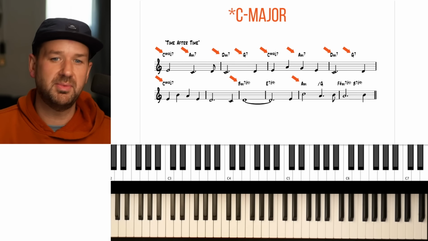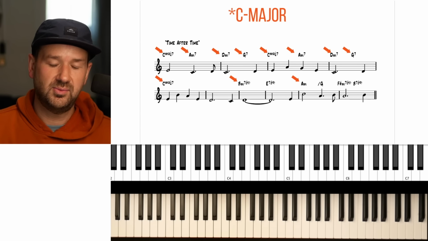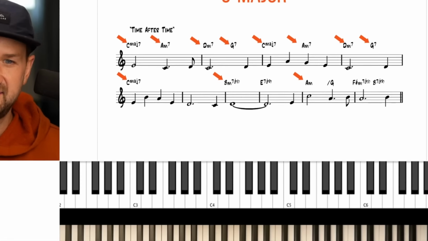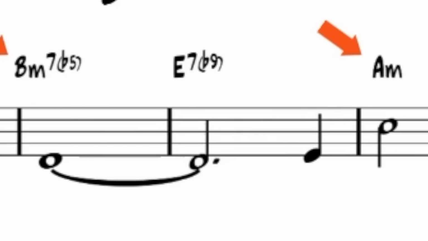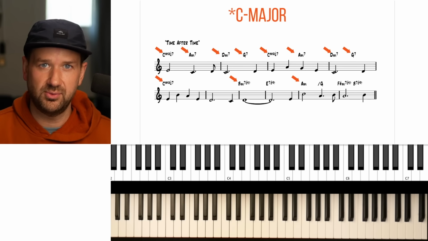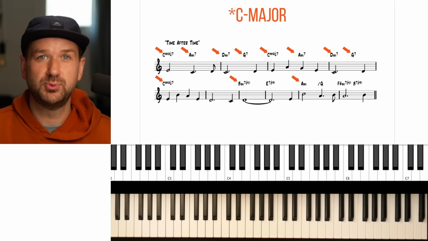Now hang on a minute. After that B minor 7 flat 5, what is that? Yeah, that E7 there. That's not in the key of C major. That's not a diatonic 7th chord. What is that? It brings us to rule number 2.